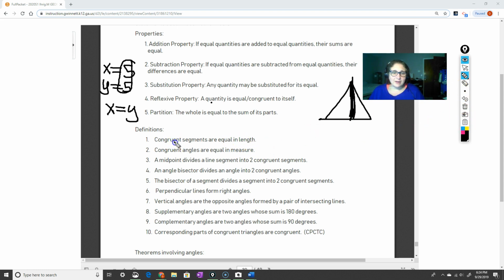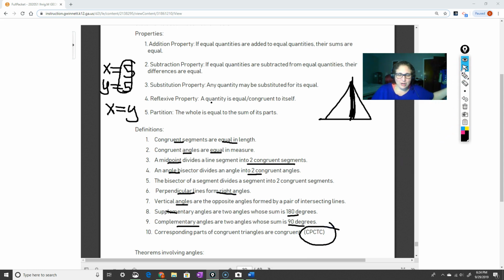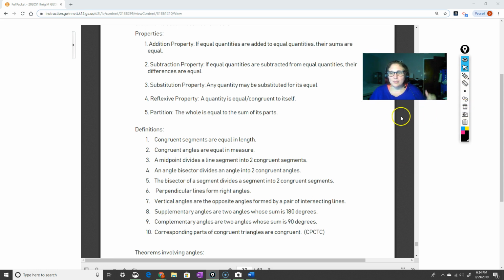Down here, any congruent segments are equal, congruent angles are equal, midpoints divide into two segments, an angle bisector gives you congruent angles, perpendicular lines form right angles, vertical angles are formed by intersecting lines, supplementary is 180, complementary is 90, and then CPCTC would only come into play after you have proved congruent triangles. So you have to have congruent triangles first before you can do that.